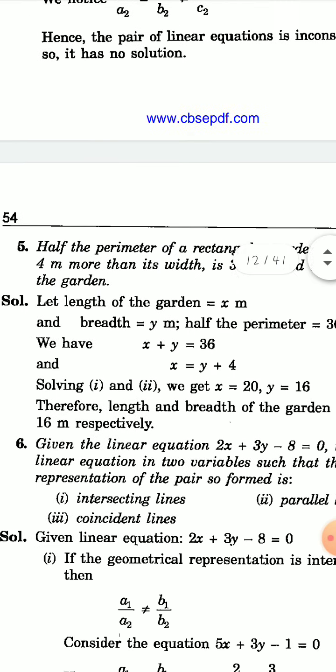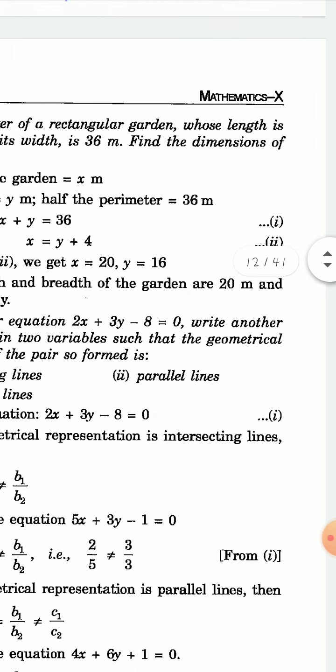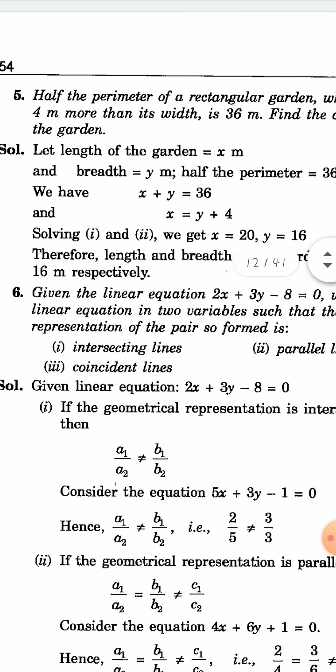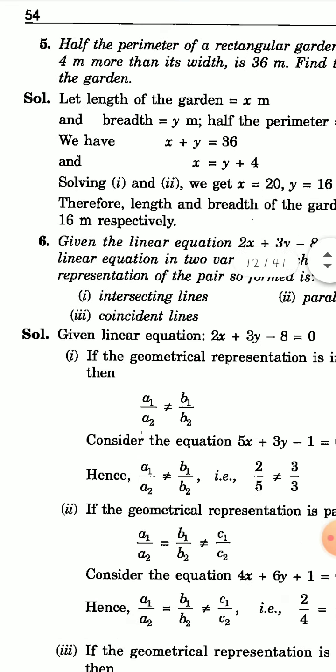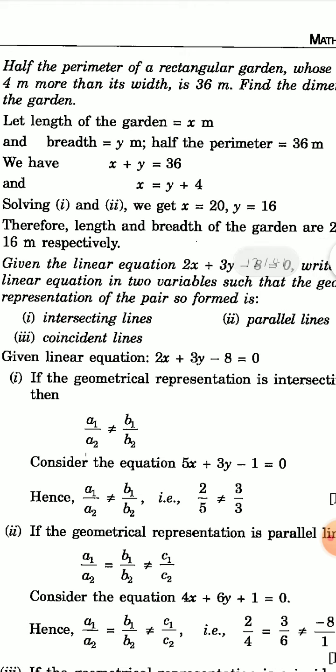Question number 5, sorry. Half the perimeter of a rectangular garden whose length is 4 more than its width is 36. Find the dimensions of the garden. Half the perimeter. Half the perimeter means the perimeter is given. The formula for perimeter is 2 times l plus b. Half of the perimeter means half into 2 times l plus b.